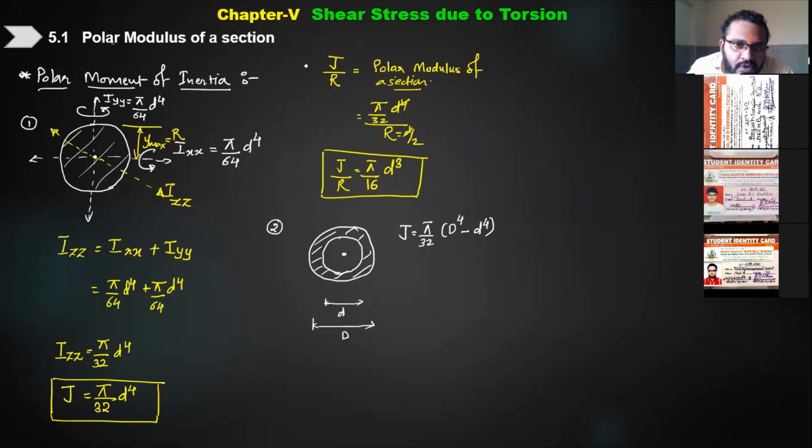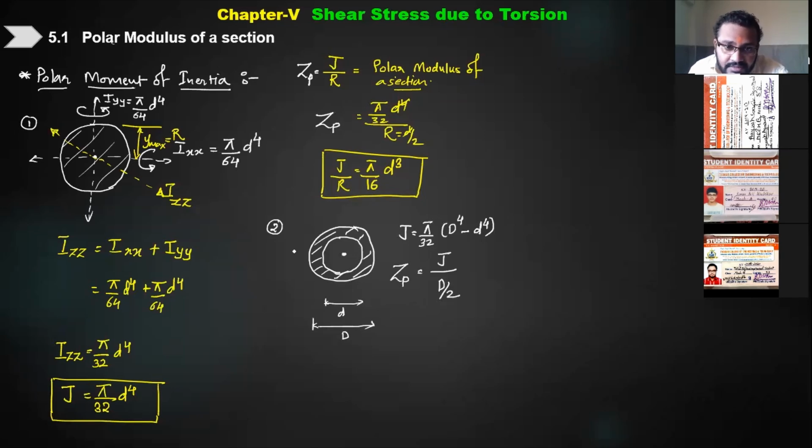We can call this polar modulus as ZP also, polar. Because if you know section modulus, we were calling it as Z. So we can call it as ZP, Z polar. Okay, what will be Z polar for this case? Yes. Capital J upon capital D. Capital J upon capital D by 2.